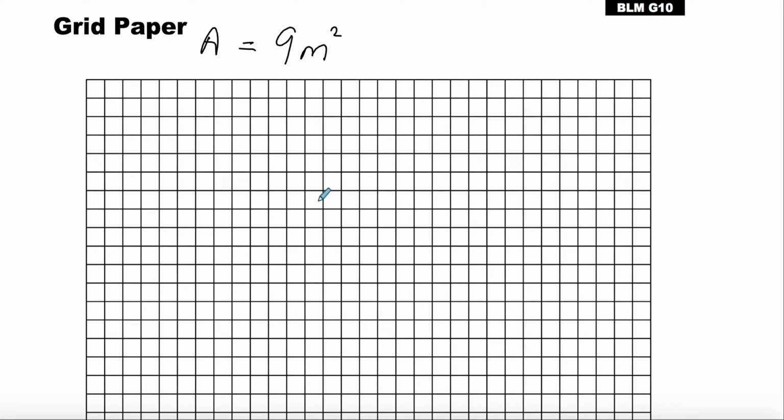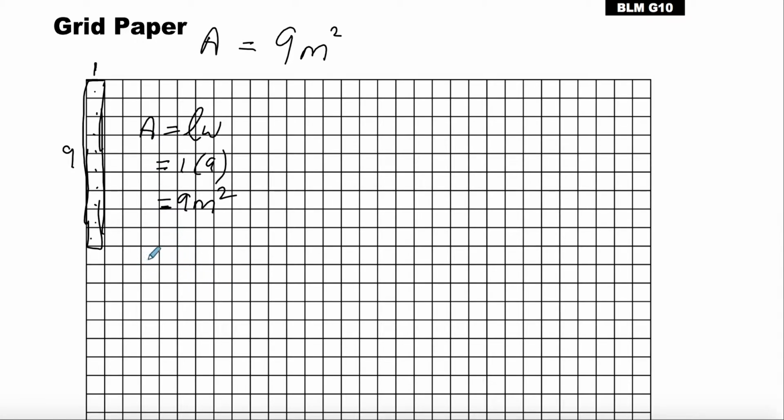So let's draw a couple of different rectangles that would have an area of 9 meters squared. So one of them, for example, could just be 9 units long. So if we think about something else, the reason that it has an area of 9, this is 1 and this is 9. So I know that area is length times width, and that's 1 times 9, and that's just 9. 9 meters squared.